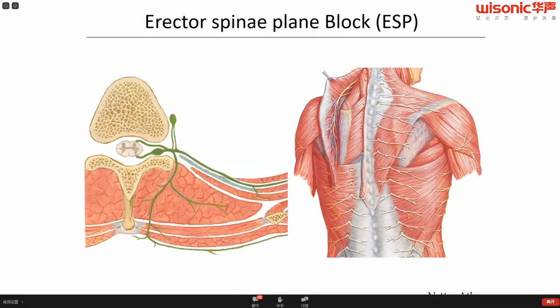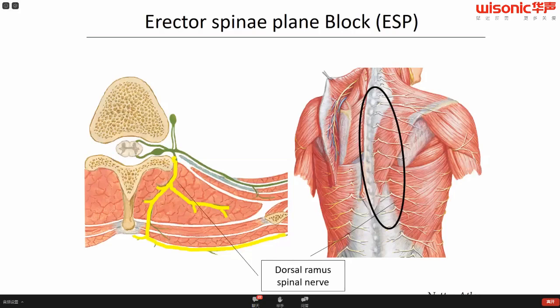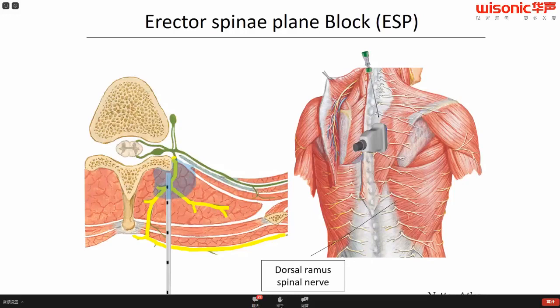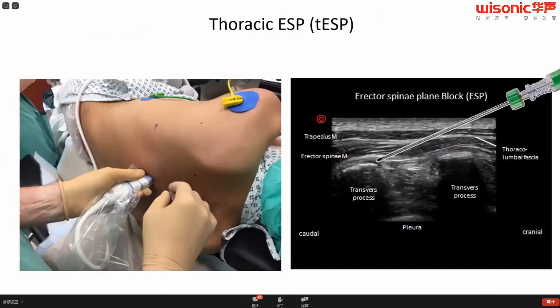This picture shows you how the ESP block is done. You see here the dorsal ramus of the spinal nerve. On the left side, you can see it in the cross-sectional view. We routinely use a linear probe, which is placed paramedian in the longitudinal position, and the needle is advanced from cranial to caudal with the tip directed at the transverse process, and then local anesthetic is injected. You can do it with the patient in the lateral, sitting, or prone position.